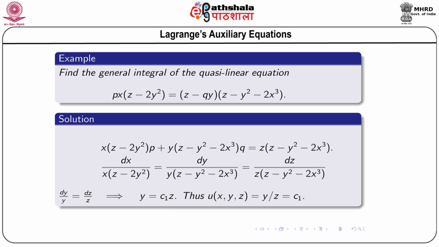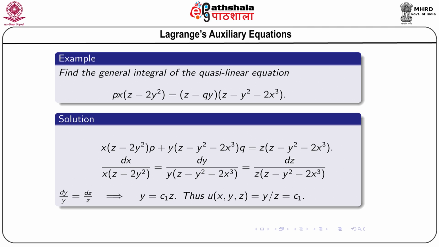Here P is the coefficient of small p. For this example, it is x into (z minus 2y square), and Q is the coefficient of small q, which for this example is y into (z minus y square minus 2x cube), and R is z into (z minus y square minus 2x cube). Now, it is easy to find the solution of this simultaneous equation. If we observe this equation carefully, we can see that from the last two equations, one can find the solution easily like this: dy by y equals dz by z, and solving this equation one can obtain y equals c1 into z.